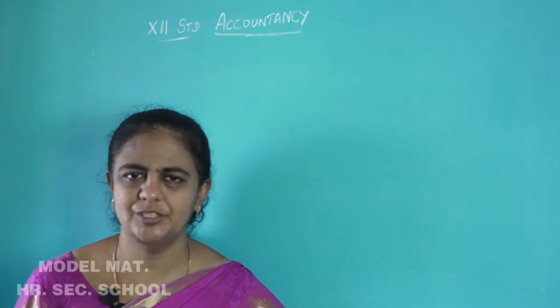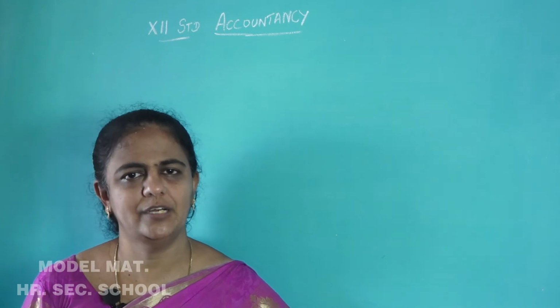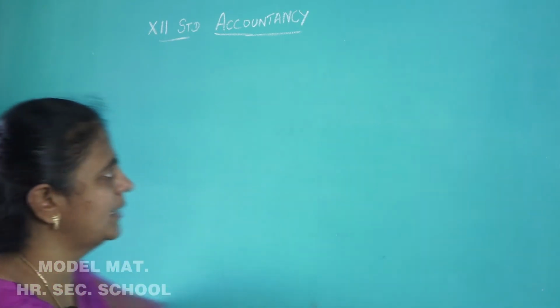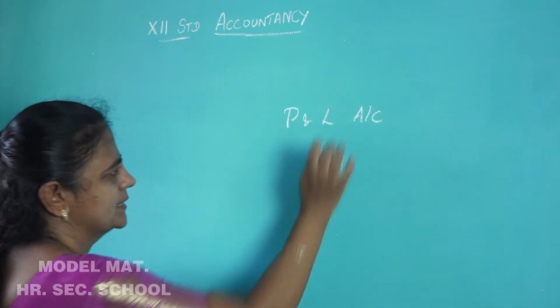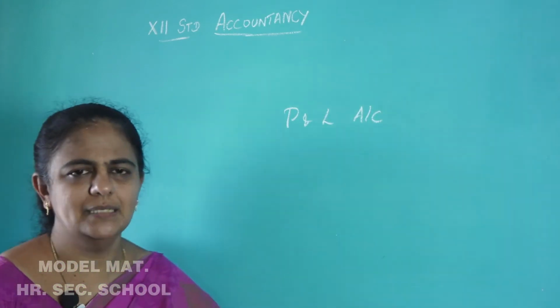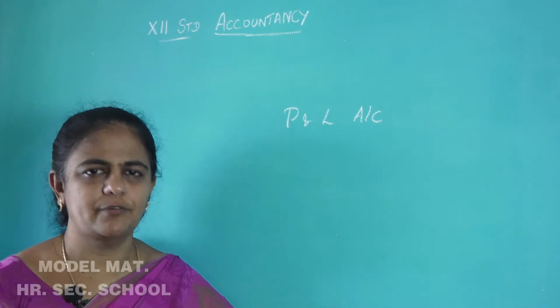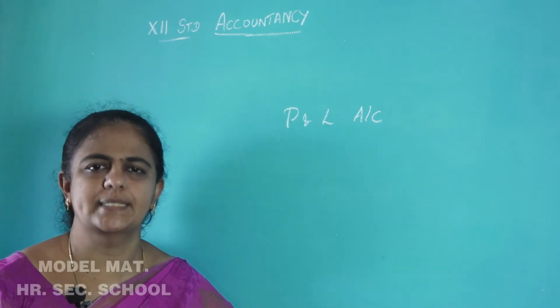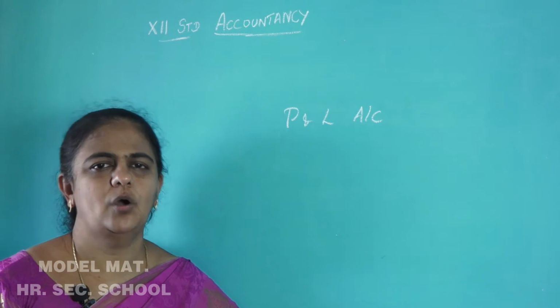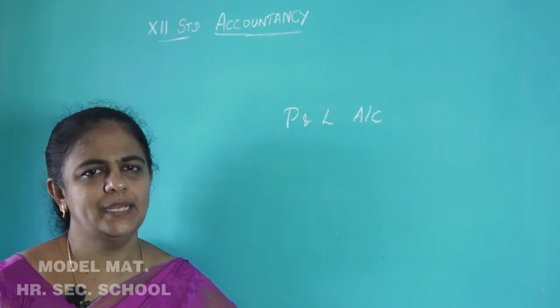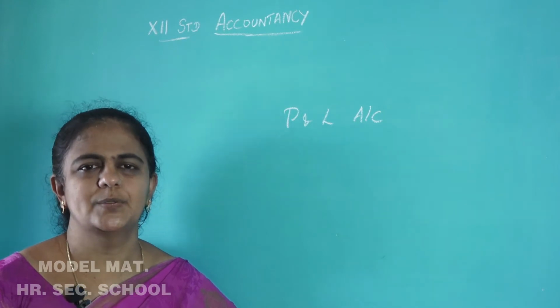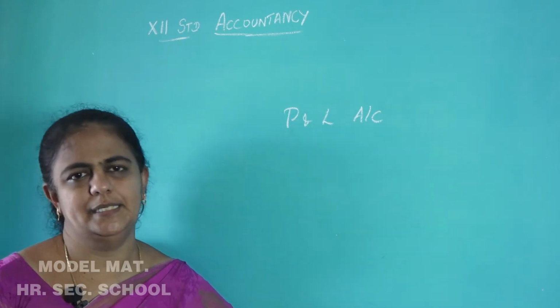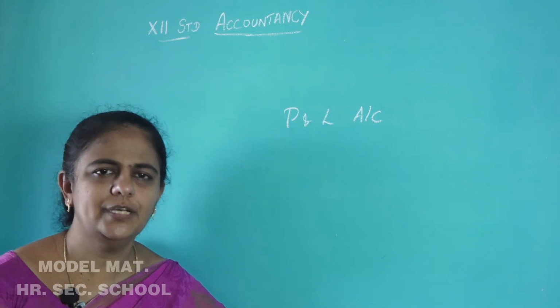The income and expenditure account looks just like a profit and loss account, the P&L account. Though it looks just like a profit and loss account, here we are not going to ascertain the profit or loss. Can you tell me why? Because it's a not-for-profit organization. So, since it is a non-profit organization, here we are not going to ascertain the profit or loss.